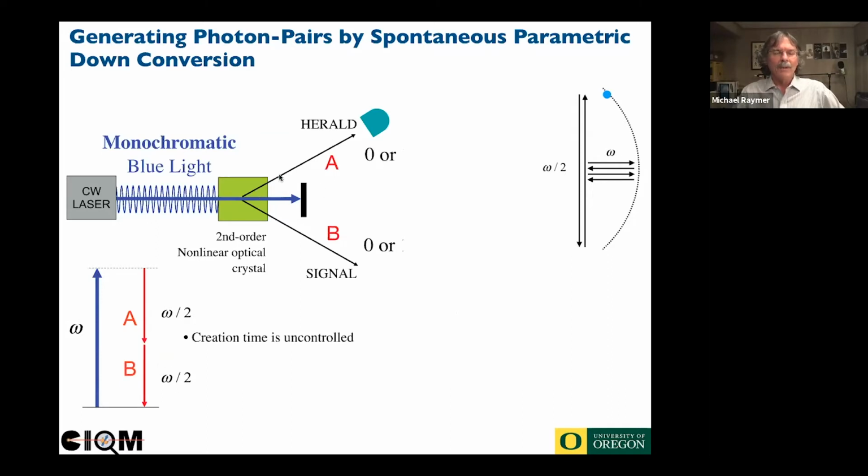And the geometry of the situation is such that this photon goes up here in the A path, which is called the herald, and this other photon goes in the B path, which is called the signal. So we know how to do those things. In fact, Henning will demonstrate that later. So here's the deal. We either get 0 photons in both paths, or we get 1 photon in both paths. And the creation time of these photons is uncontrolled. We have no control over that. It just happens whenever it feels like happening.